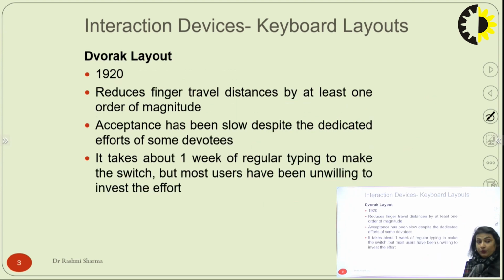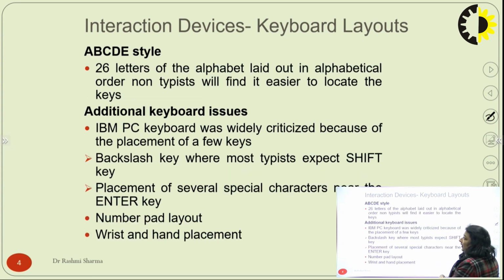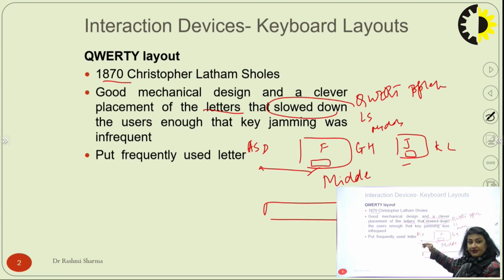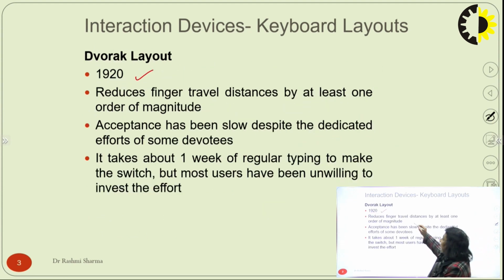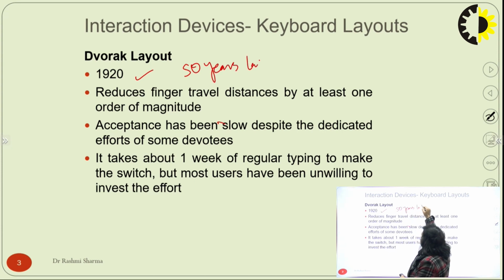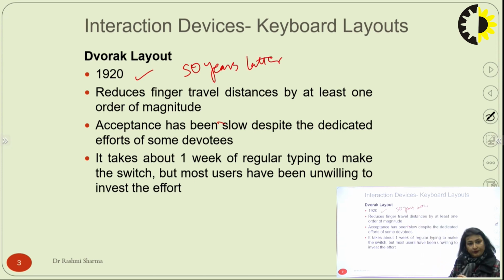The second keyboard is called the Dvorak, and this was given in 1920. Sorry, the first was in 1870, so approximately 50 years later this keyboard was given, and it has the Dvorak keys kept on the left hand side of the keyboard.